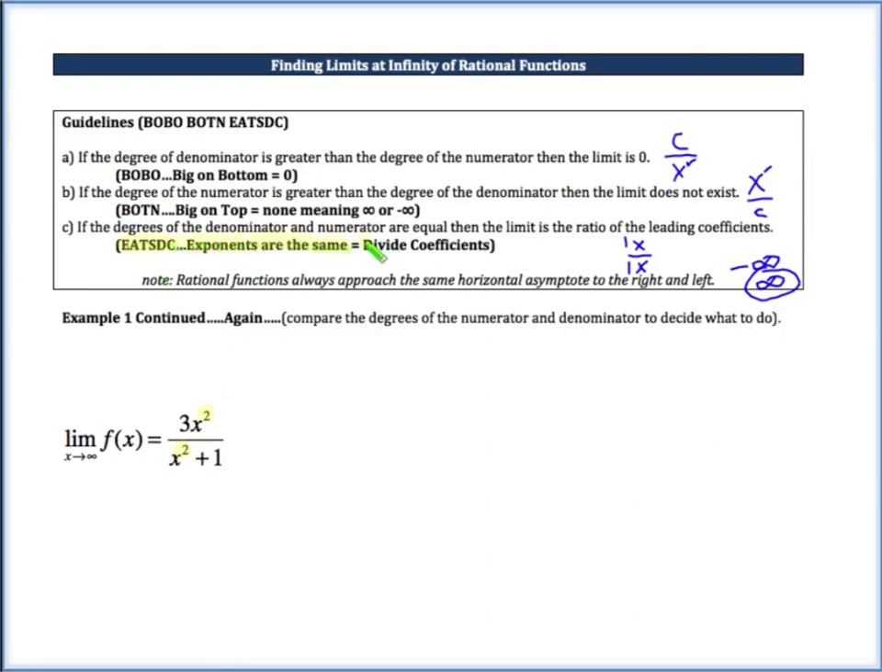What we need to do is divide those coefficients. So the coefficient of this one is 3, and here it's 1. So we know this is going to equal 3 over 1, or 3. And so again, our horizontal asymptote was y equals 3.